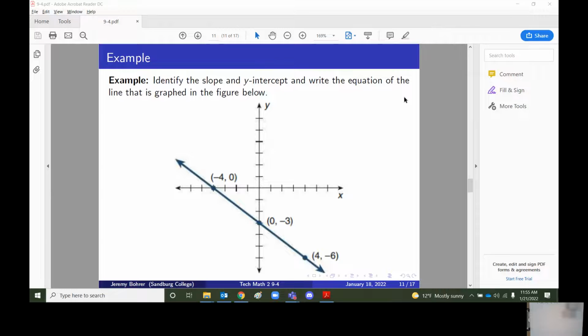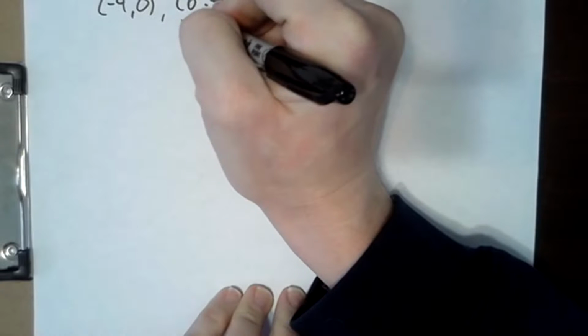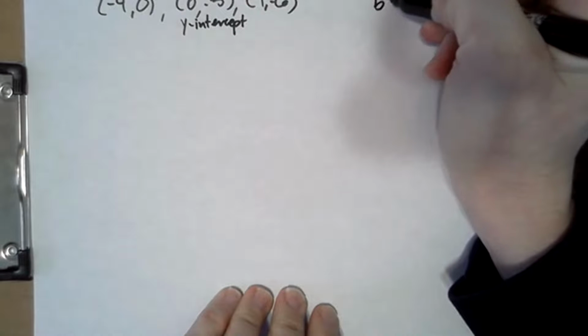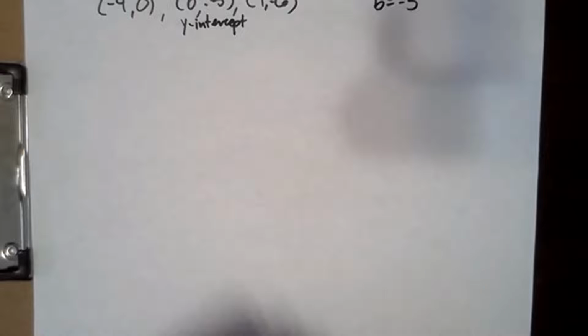the figure below. So we can see that this line goes through the points (-4, 0), (0, -3), and (4, -6). Now, it's pretty clear. We know that the y-intercept is the point on the y-axis that the line goes through, so our y-intercept must be the point (0, -3). So that means that b equals -3.